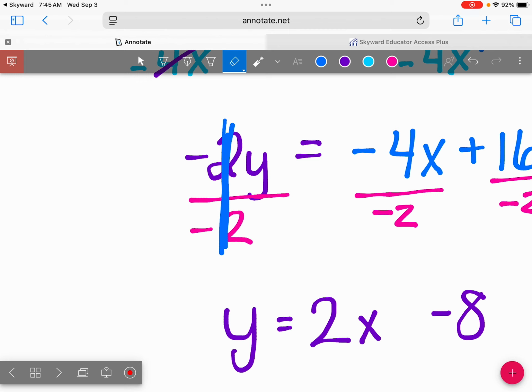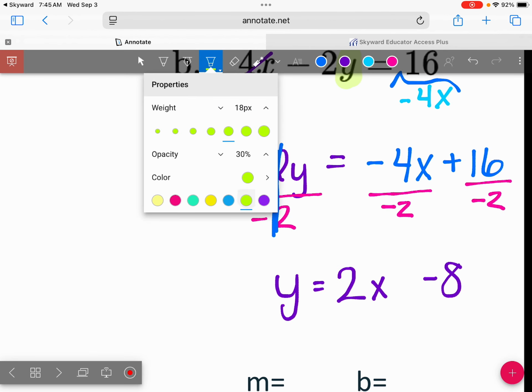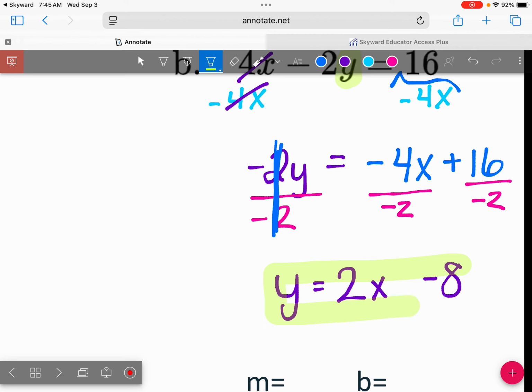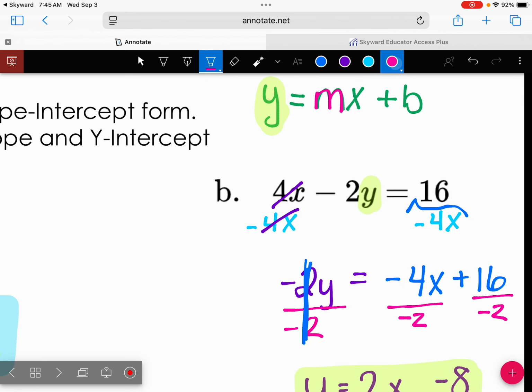So now I have my y all by itself. It's just y equals, everything over here is as simplified as I can get. So that's our answer. That's our slope-intercept form. This is the whole thing of what we're looking for. Our last step is to figure out our m and our b. Super duper close. Careful, because m is the number with the x. So what is the m?